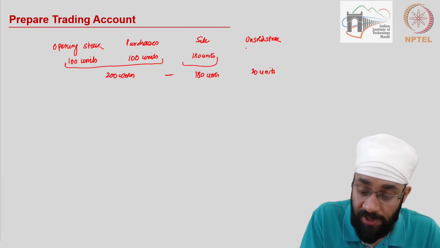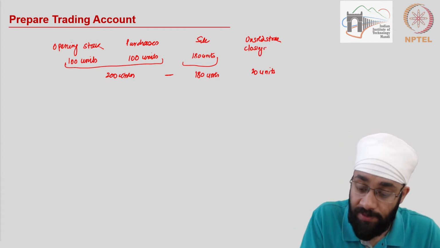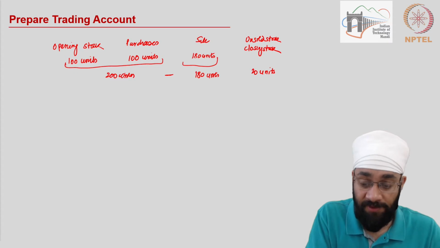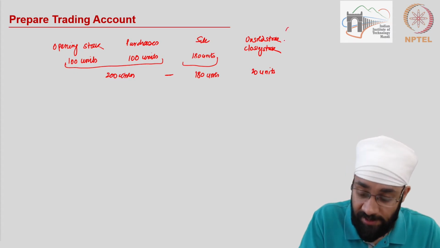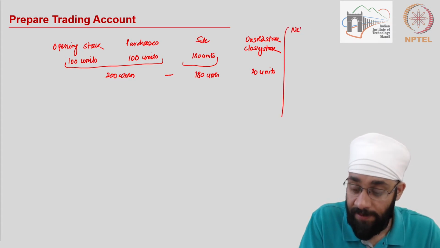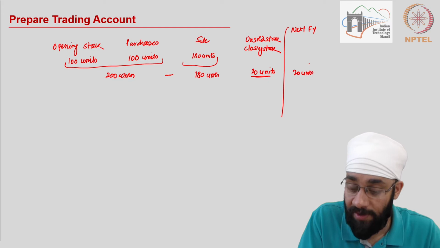This unsold stock is called closing stock. And this is current financial year. Let us say you go to next financial year. Next financial year, then these 20 units become the opening stock here.